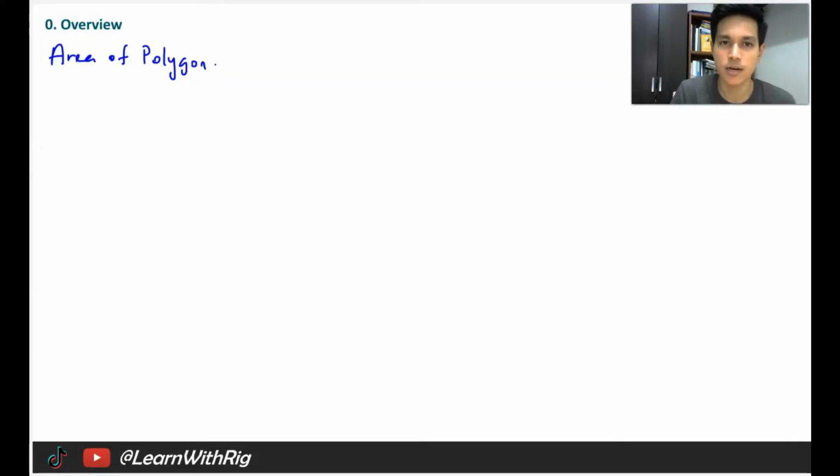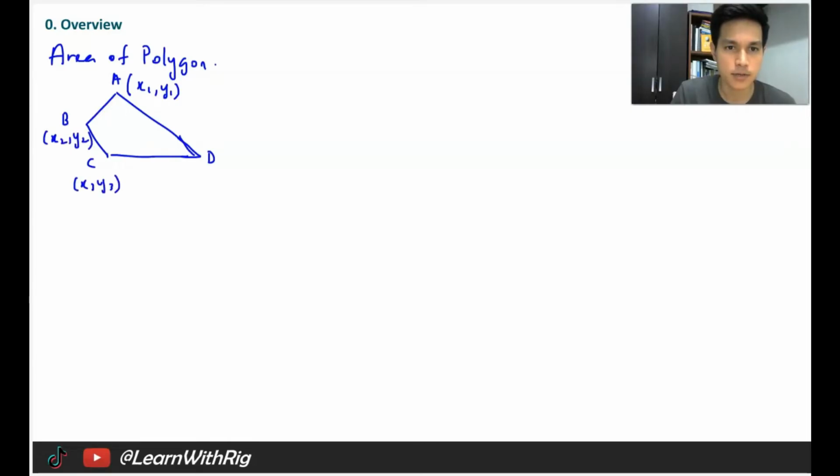So the first way you're going to calculate is, let's assume that you have a shape like this, a random polygon. I'm just going to draw a random polygon. So you have A, B, C, D. Let's assume A is x1, y1, x2, y2 for B, x3, y3, and then you have D is x4, y4. So how do you find the area of polygon? The first method is like this.